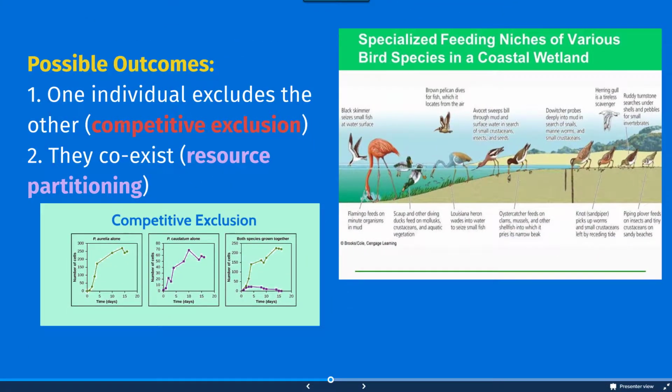And typically speaking, when you have this competition, there is going to be one of two possible outcomes for these species. One is that one individual will exclude the other, known as competitive exclusion, and the other possibility is that they can coexist, and we have an example of resource partitioning for that.